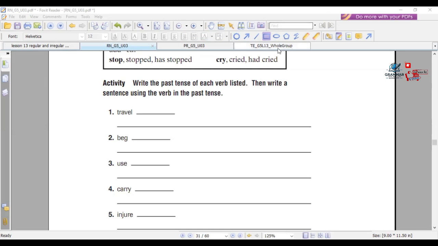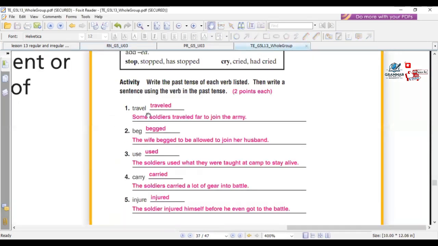Okay, here I need you to answer the first one for us. Here you have travel. Travel is a regular verb. If you want to put it in past tense, it will be traveled. We will add ed. Good. We have a sentence for it. Can you read for us, please? Some soldiers traveled far to join the army.